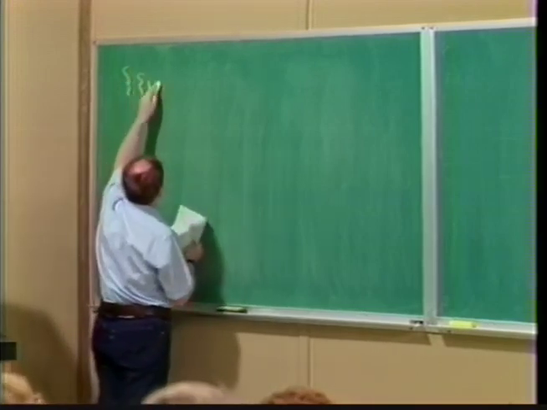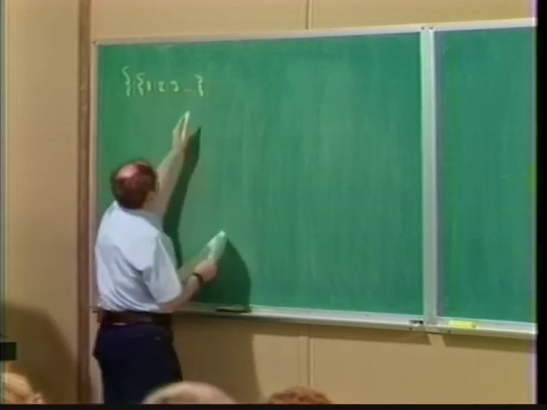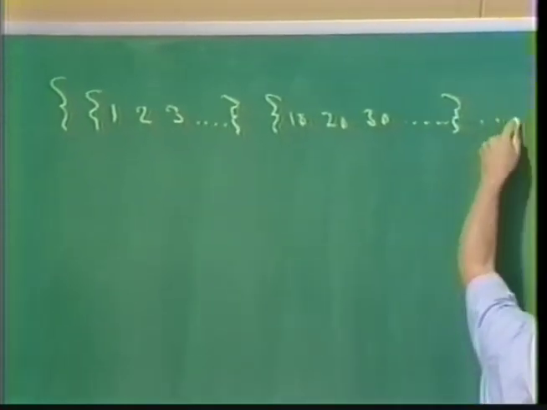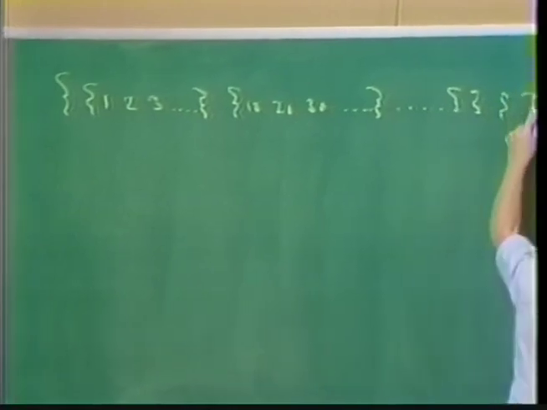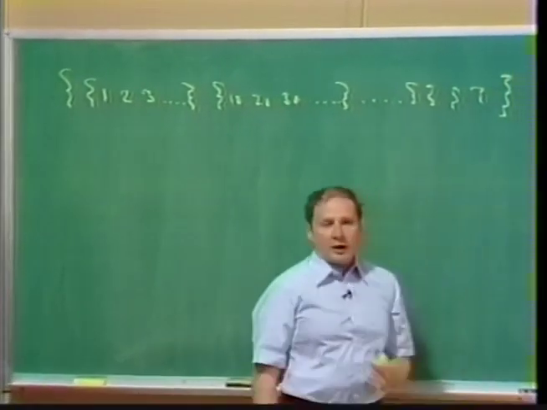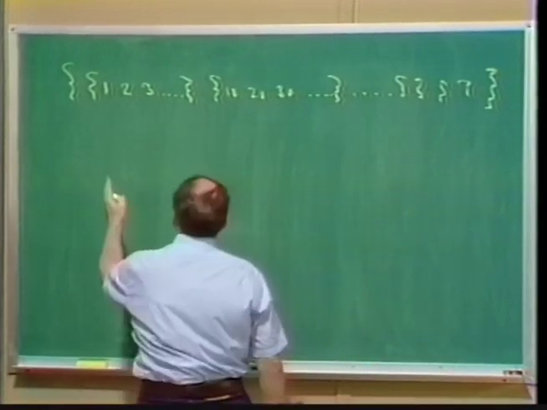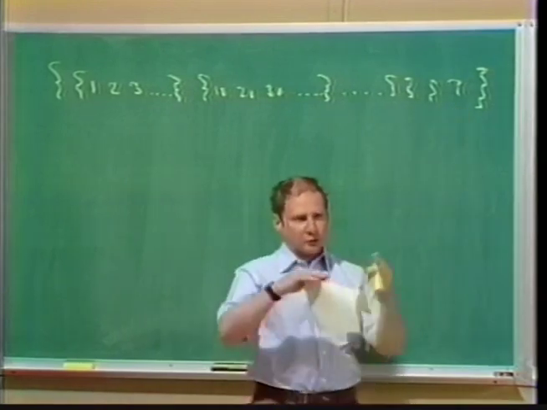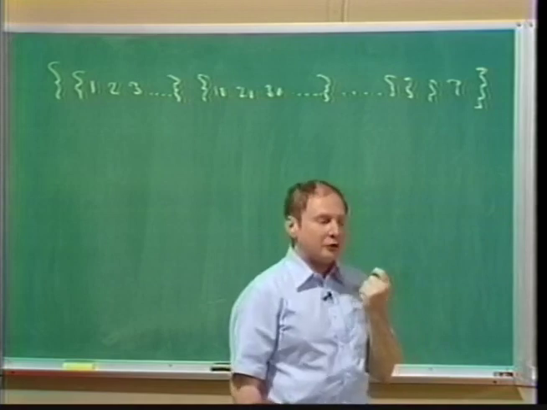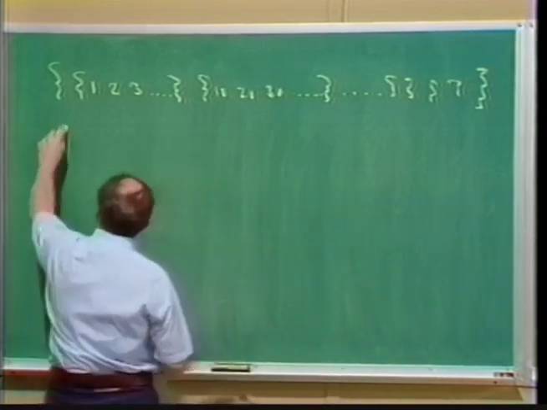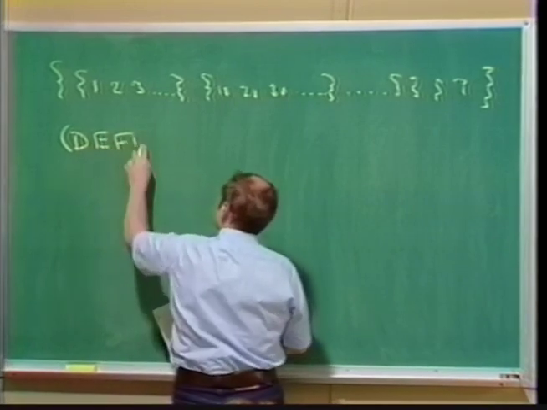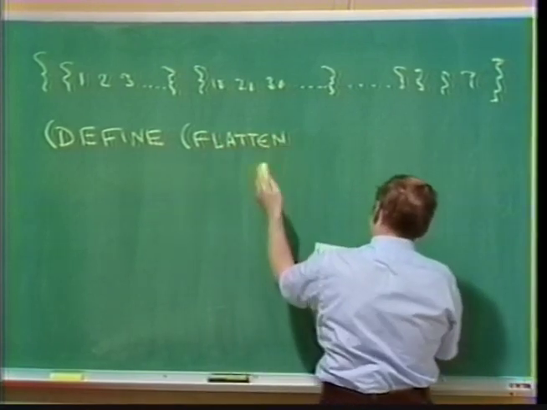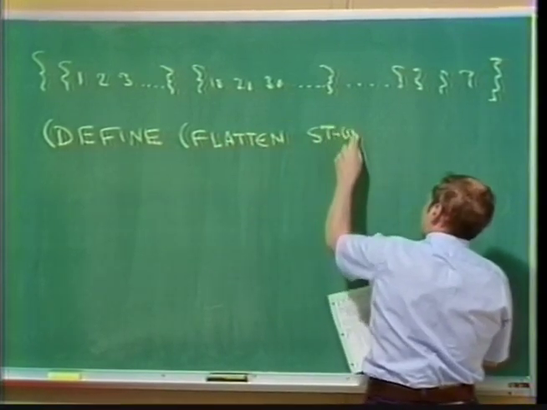So the first thing might be 1, 2, 3. So I've got a stream, and each element of the stream is itself a stream. What I'd like to do is build a stream that collects together all of the elements, pulls all of the elements out of these substreams, and strings them all together in one thing. Just to show you how easy it is in this language, call that flatten, and I can define it to flatten a stream of streams.